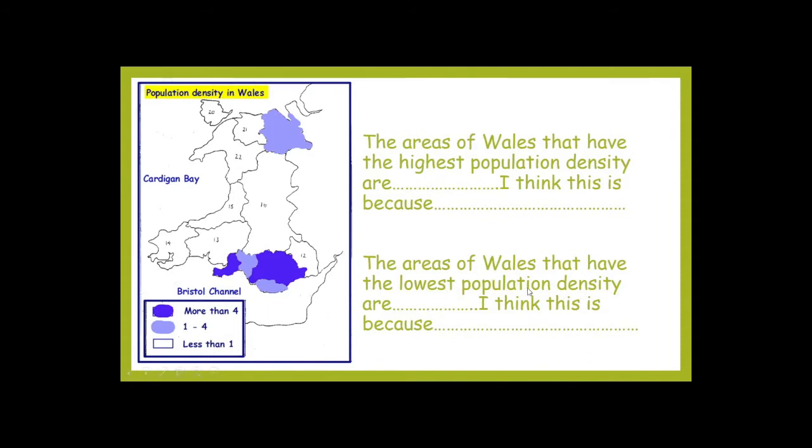The areas of Wales that have the lowest population density are mid and far west Wales. I think this is because mid Wales is very mountainous, which means it's hard to build on and it's hard to farm on. And the climate tends to be wetter and colder as well.